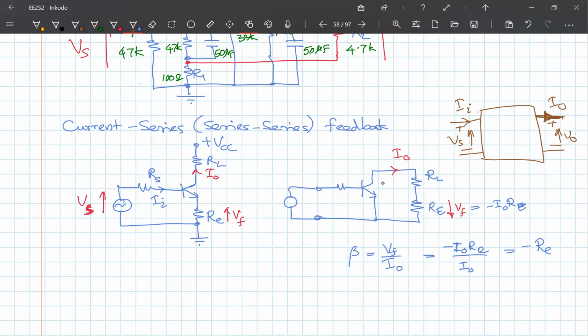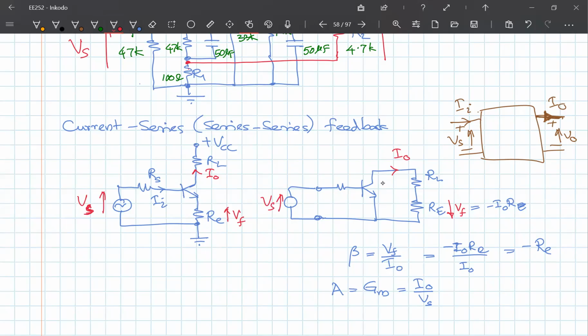It's constant, right? And what is the gain? Gain will be in this case GM. GM is equal to output current divided by input voltage, right? So that will be equal to I out divided by VS, the input to the circuit. Okay, so this is my VS and that is my I out. And this is my VF.